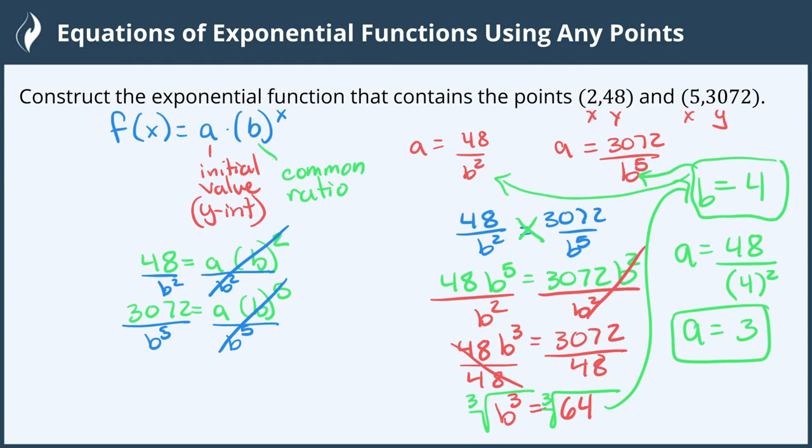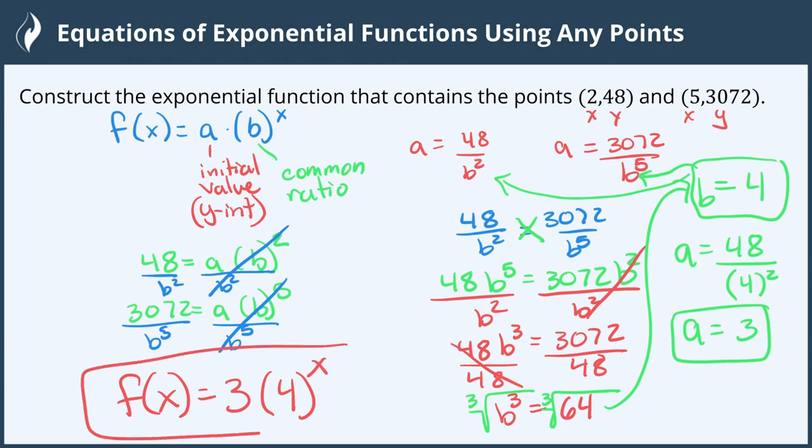Now we have our two things that we need to substitute in for an exponential function, giving us the function f(x) equals a, which is 3, times b, which is 4, raised to the exponent of x, and now we have our exponential function given these 2 points, and we're all done.